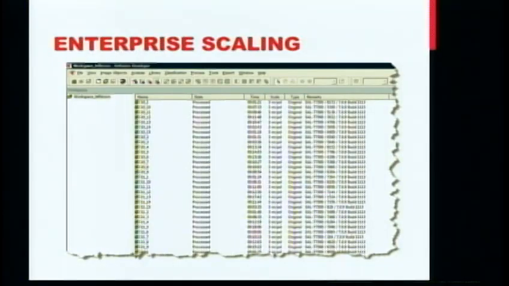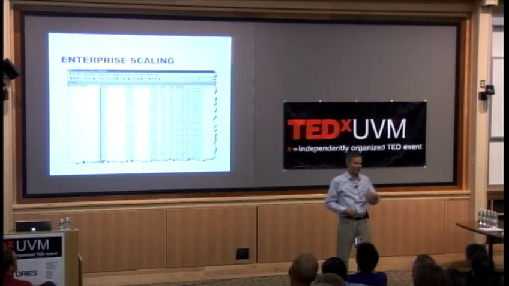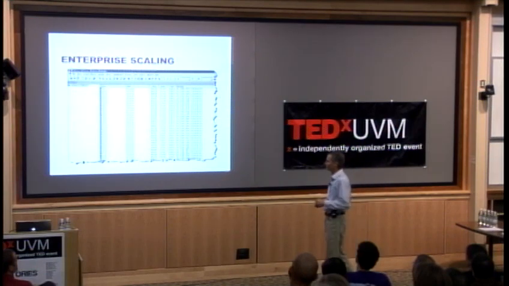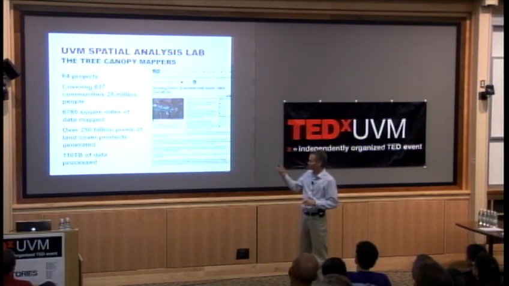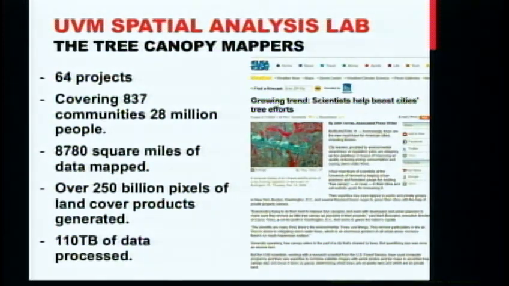So we've worked on turning this into an enterprise environment. That's what we have to do, make an enterprise environment out of this so we can start looking at thousands of tiles of data at a time, and we've successfully done that at my lab, which is the Spatial Analysis Lab. They've been doing this stuff for a number of years, and they've collected, through 64 projects, 837 communities covering 28 million people, almost 9,000 square miles of data mapped, 250 billion pixels of land cover products generated, and 110 terabytes of data. So this is a major undertaking, but it's only the beginning.